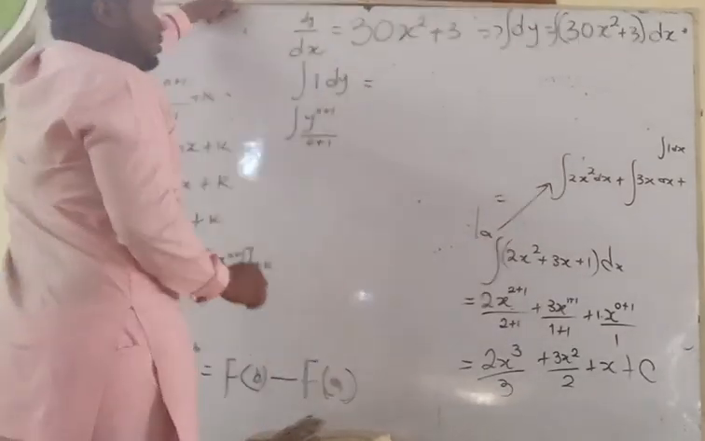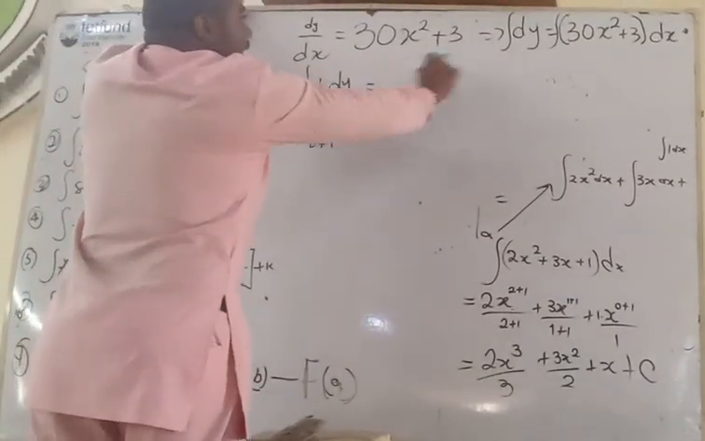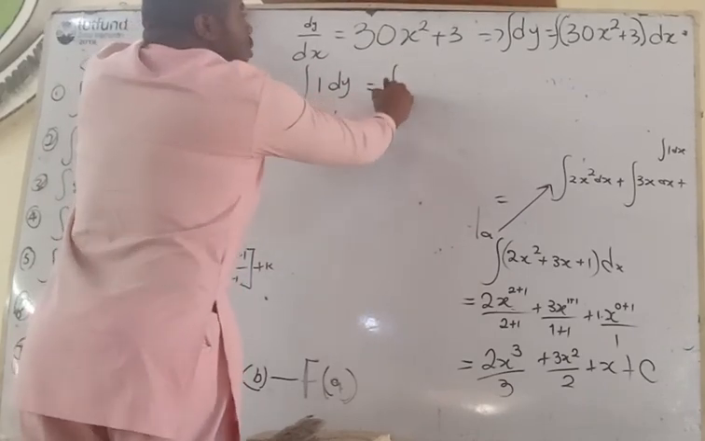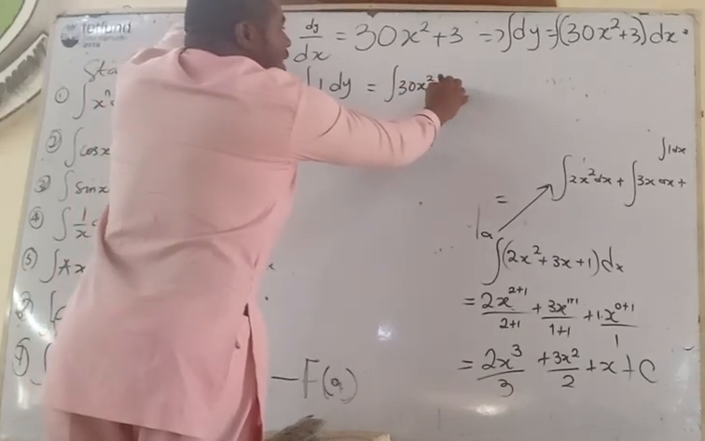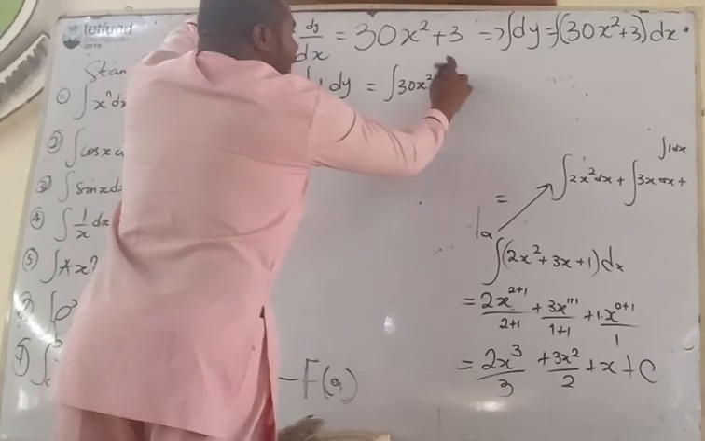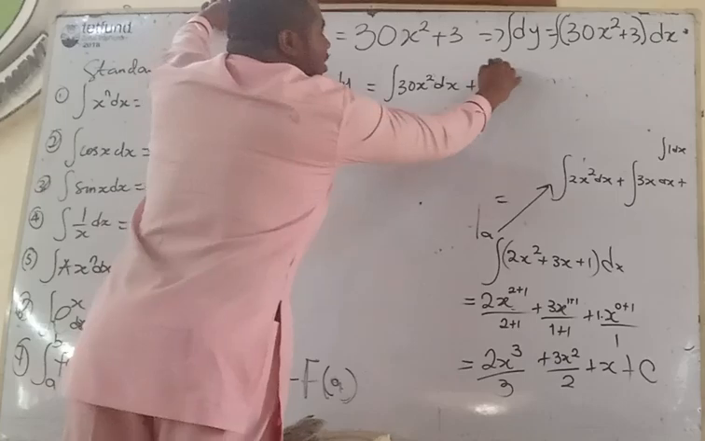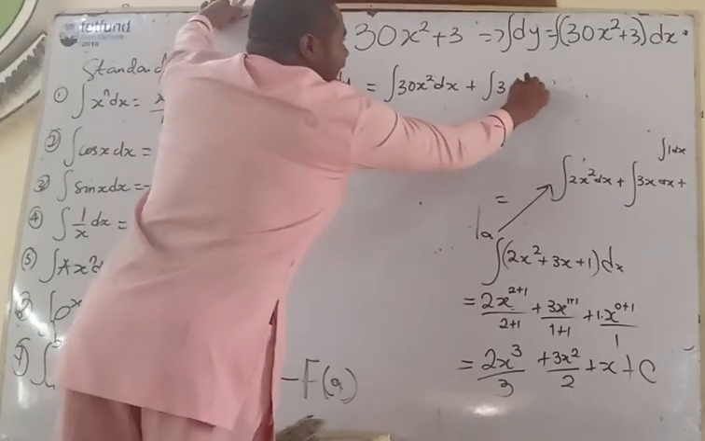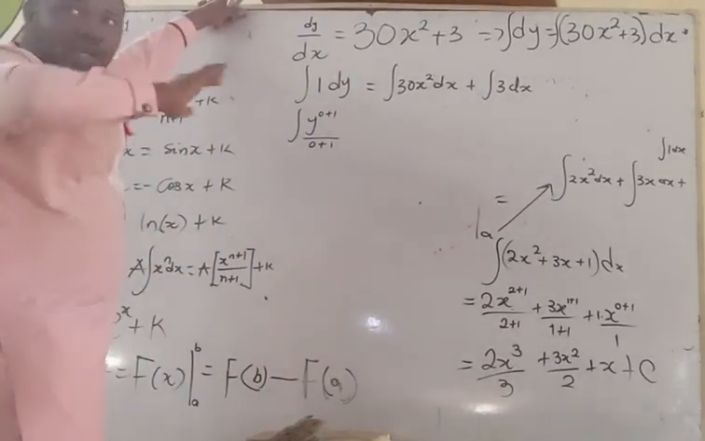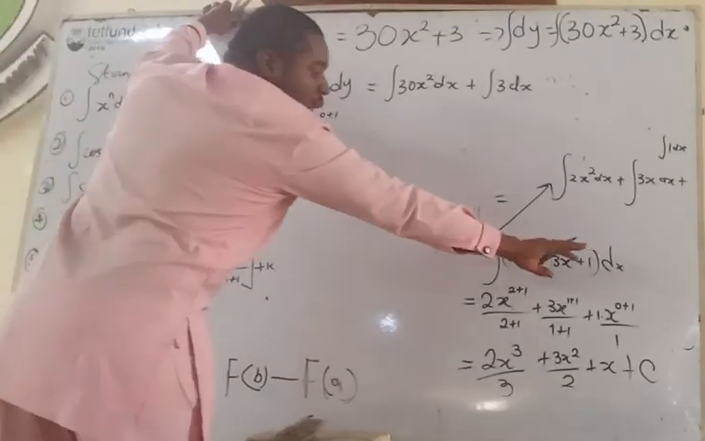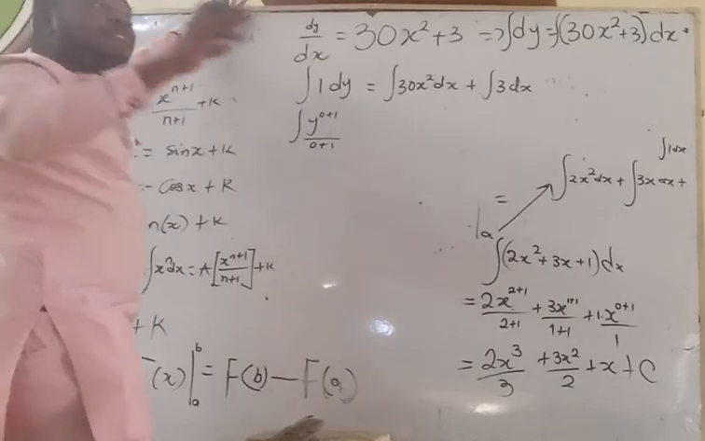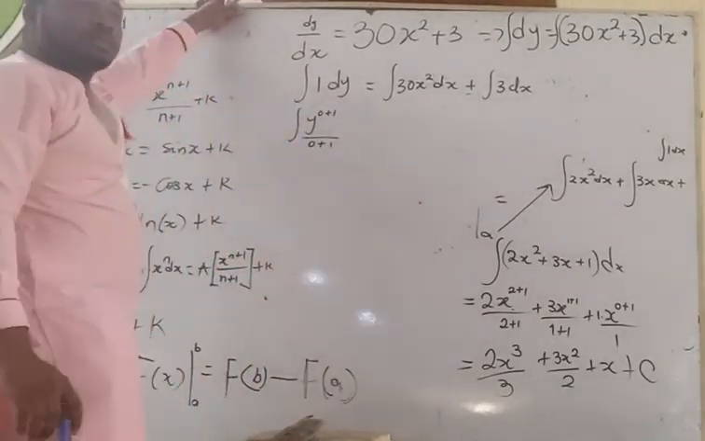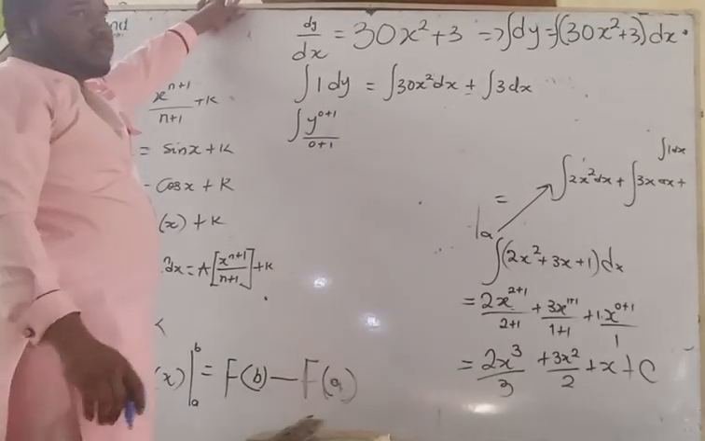Together? Fantastic. But let's do this other one. What are we going to get? The integral of that can be done as the integral of 30x squared plus the integral of 3 dx. It's going to be the same thing. You can do it the way we did this one, or the way we do this one. It's the same thing, provided what you have here is plus or minus.